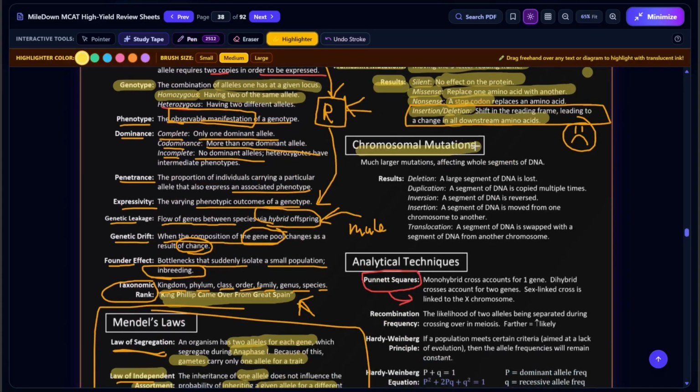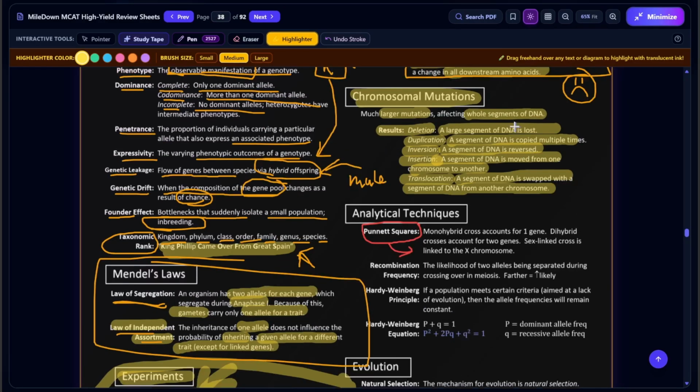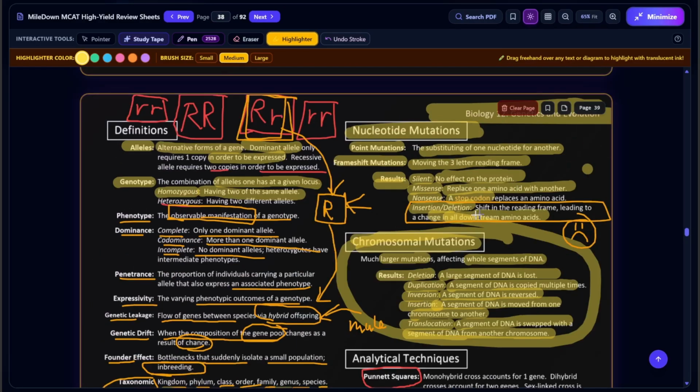Chromosomal mutations are much larger mutations, and they affect whole segments of DNA. So they can result in deletion, where a large segment of DNA is lost; duplication, where there are copies of the DNA; inversion, where the DNA is reversed; insertion, where DNA is moved from one chromosome to another. There's translocation, where a segment of DNA is swapped with a segment of DNA from another chromosome. So there are chromosomal mutations, which are very big compared to only nucleotide mutations.